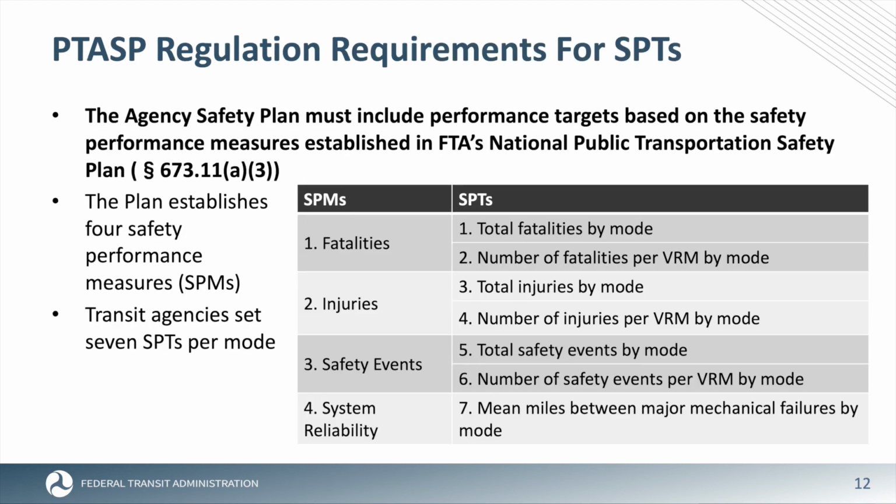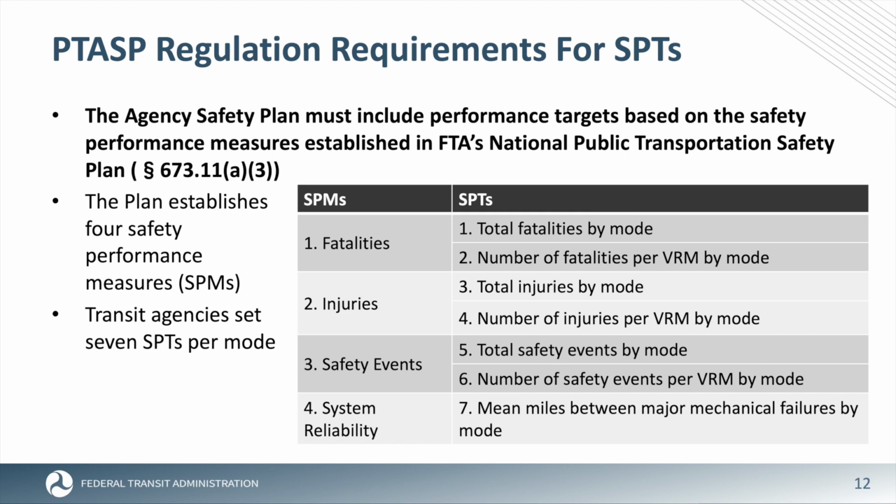So let's look at how the available NTD data could help you with a requirement for Part 673, specifically safety performance targets, or SPTs. So how could that NTD data help you at your agency with developing SPTs and setting those targets? Just to recap, Part 673.11(a)(3) requires that the agency safety plan include performance targets based on the performance measures established in FTA's National Public Transportation Safety Plan.